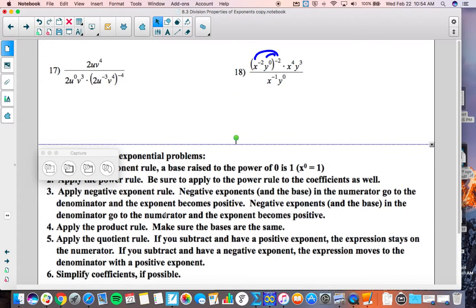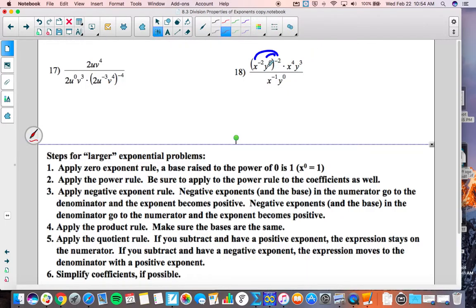Sprinkling. And that's all the sprinkling we have. That's too bad. So x to the negative 2 times negative 2 is x to the 4. Hey, do you remember what y to the 0 is? It's just 1. Anything raised to the 0th power is 1. So I'm not going to even write it down because x to the 4th times 1 is still just x to the 4th. So then I have times x to the 4th times y to the 3rd out here.